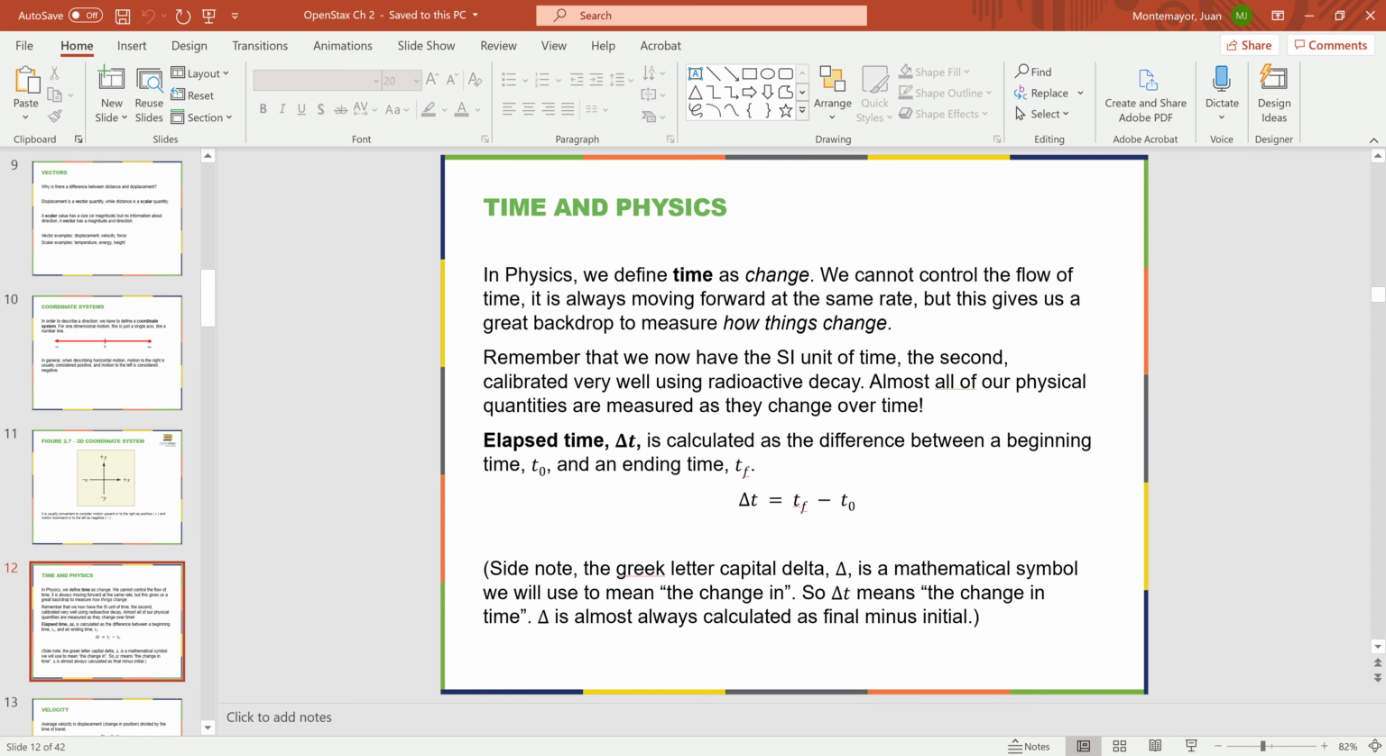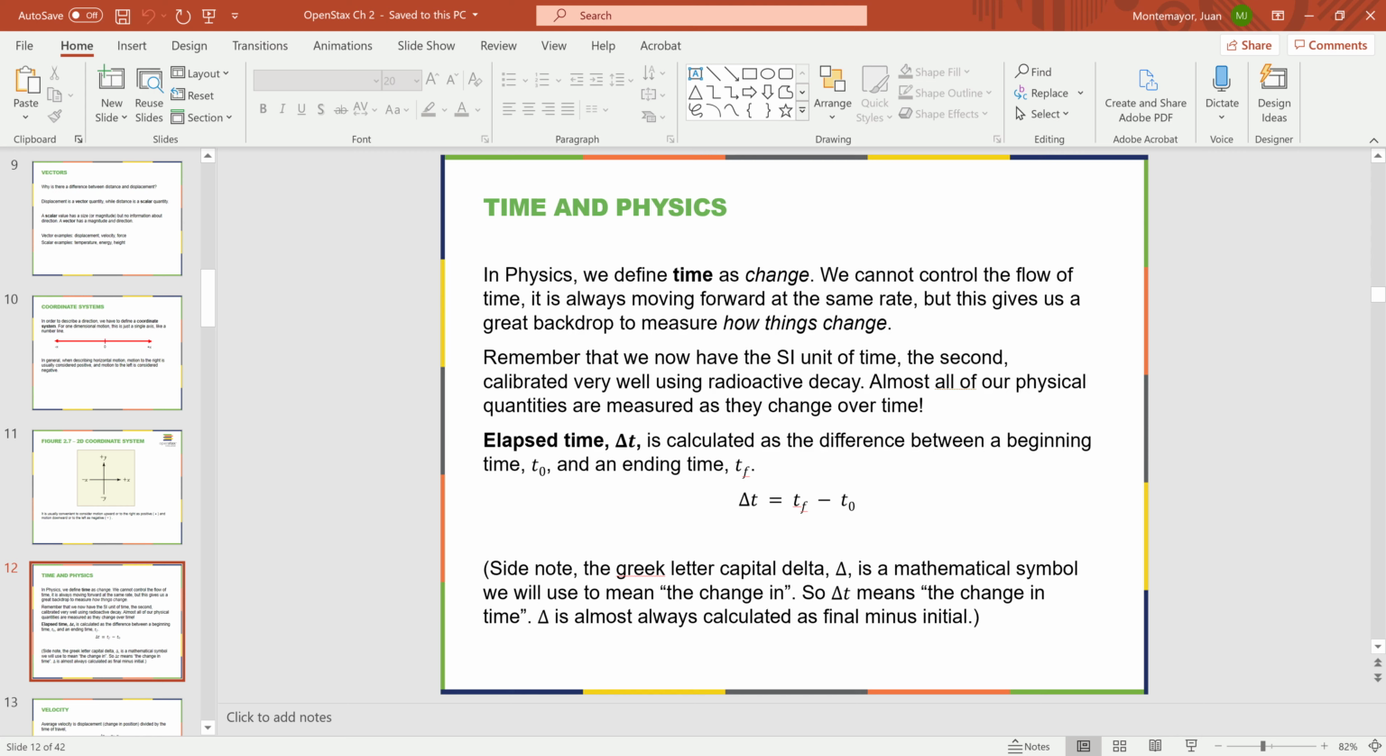So now that brings us to time. In physics, we define time as change. We cannot control the flow of time. It is always moving forward at the same rate. But this gives us a great backdrop to measure how things change. Remember that we now have the SI units for time, so the second is calibrated very well using radioactive decay. Almost all of your physical quantities are measured as a change over time.